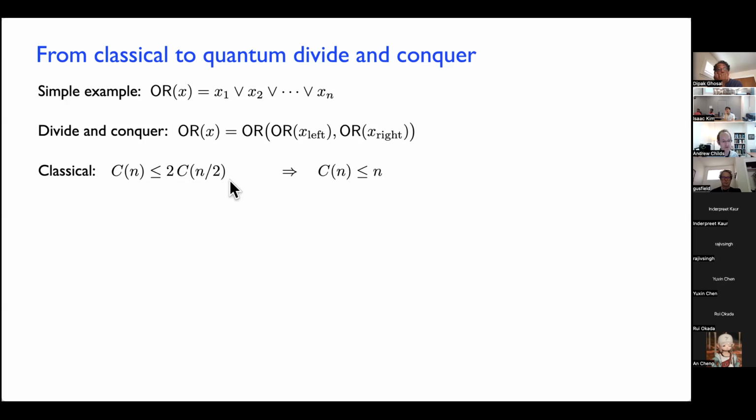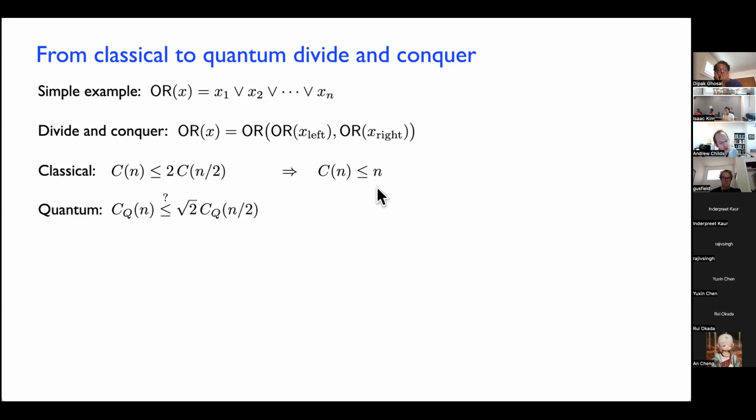And of course, if you solve that recurrence, you get that the cost is at most n. Of course, this is just the trivial algorithm of querying everything, done in a kind of complicated way. But it does certainly get you the OR in that cost. Okay, but now what would happen quantum mechanically?